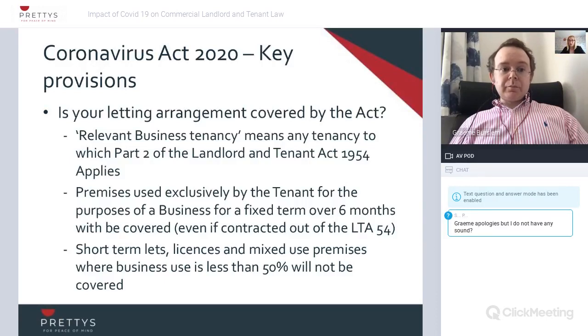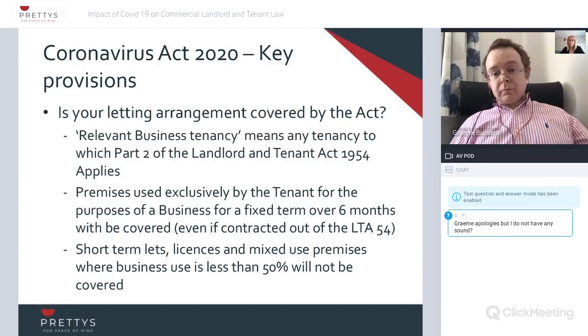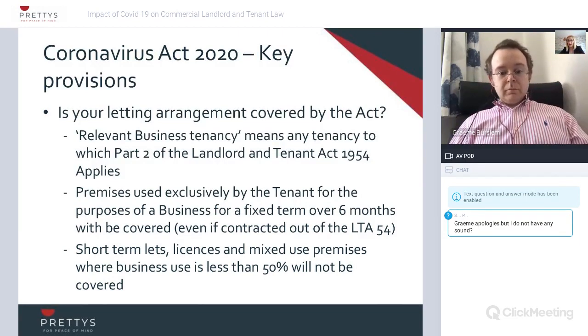One of the things that you want to consider when looking at the provisions of the Act is whether or not, either as a landlord or a tenant, your business tenancy is one which is going to be covered by the provisions in the Act. So the relevant definition that you want to have a look at is what they call a relevant business tenancy, and that means any tenancy to which Part 2 of the Landlord and Tenant Act 54 applies. Well, it's quite a clear definition.